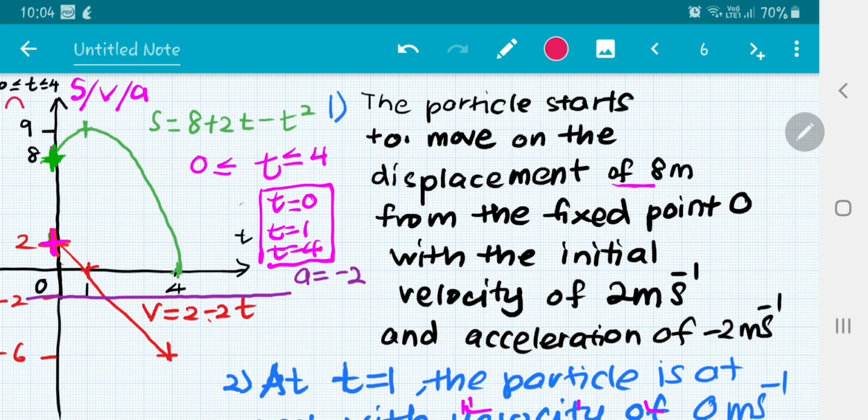So its displacement, it starts to move on displacement of 8 meter from the fixed point O with the initial velocity of 2 meter per second. And then here you can see the acceleration is negative 2 meter per second. That is the first one at t equals 0. We start from the beginning. So how to interpret? You take 3t, enough.